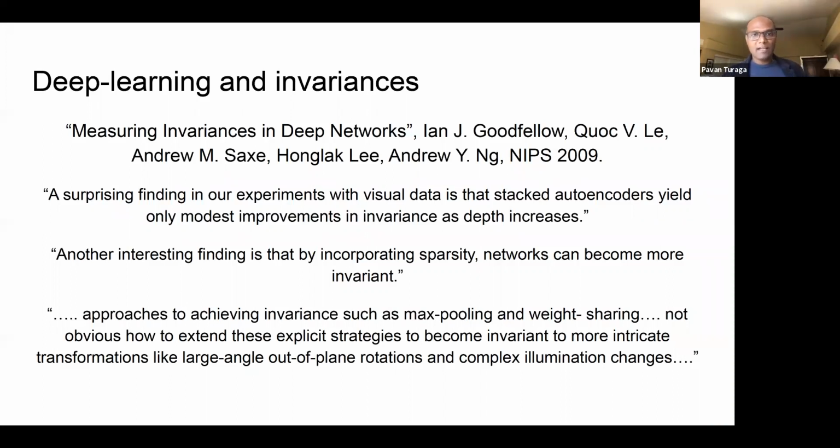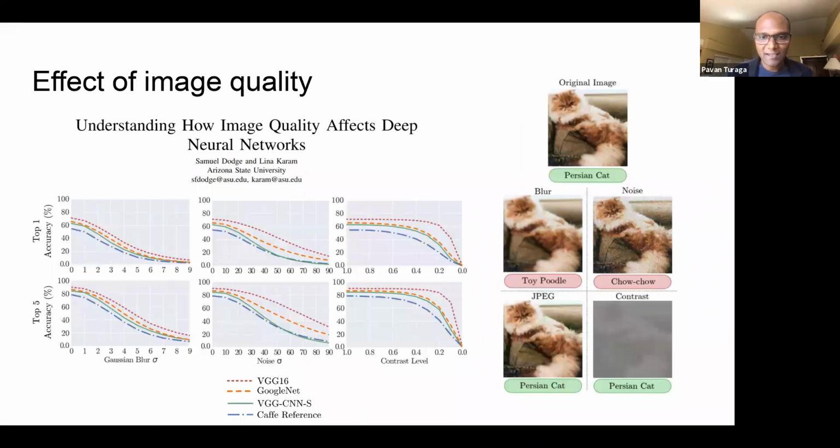On the empirical side, this is a nice picture I like from one of my own colleagues from Arizona State. They went in to probe, again, the invariant properties of certain standard nets. And the way they were probing it was by inducing artificial degradation transforms on pictures. So these are some standard networks: VGG16, GoogleNet, VGG-CNNS, Caffe Reference.